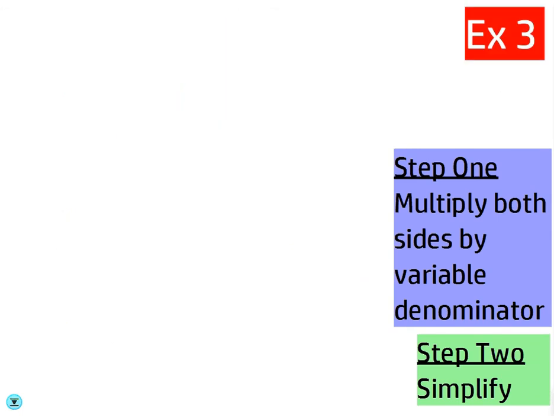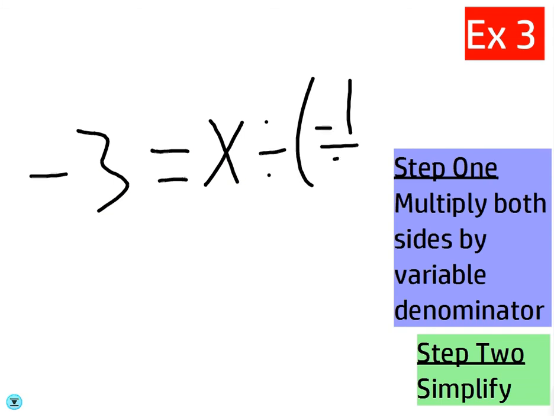Now we know there's different ways to write division. So for the third example, I'm going to write the problem a different way. I'm going to have -3 equals, say, x again, divided by -1/3. Now, even though it looks weird, you're still going to follow the same steps. I don't teach you guys these steps as if it only applies to certain examples. This is a single-step division problem, so it will work.